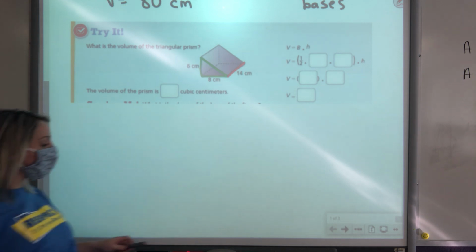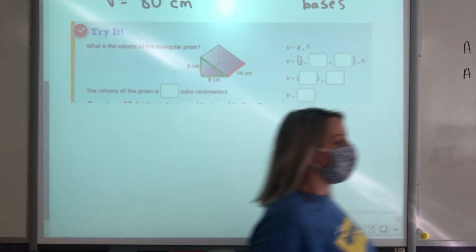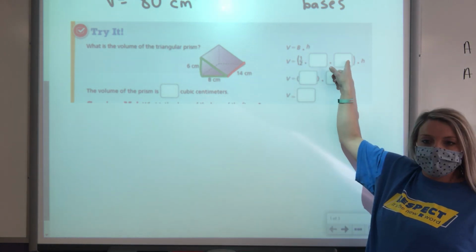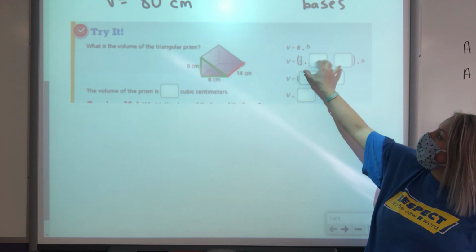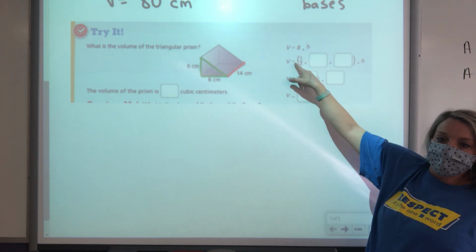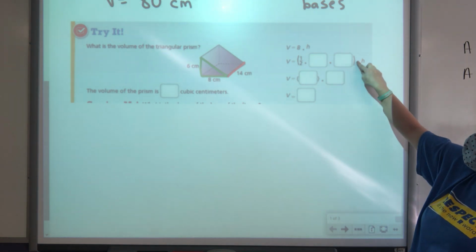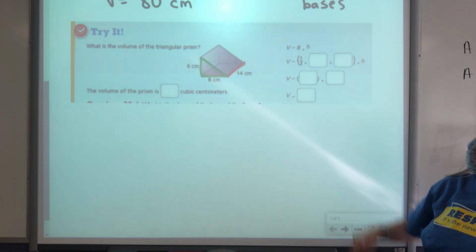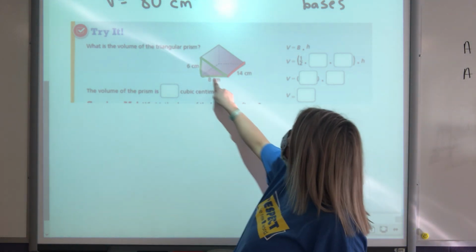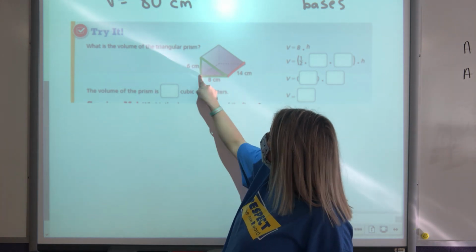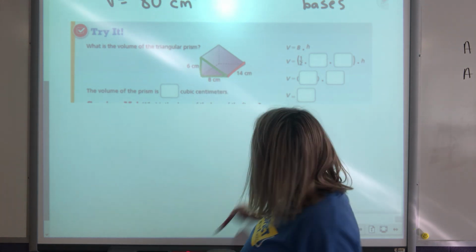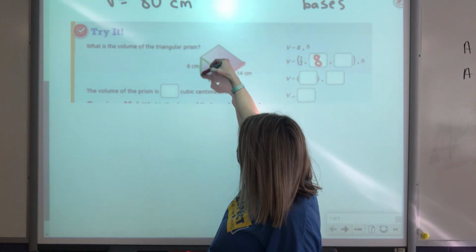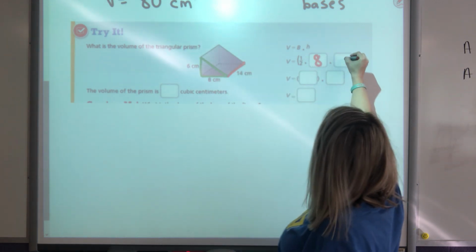Now here's where it gets confusing with triangles. Our formula for a triangle is half base times height. This only is talking about the triangle. This is talking about the height of the figure. So when I look at this triangle, what's my base? Good. And then how tall is the triangle? 6.